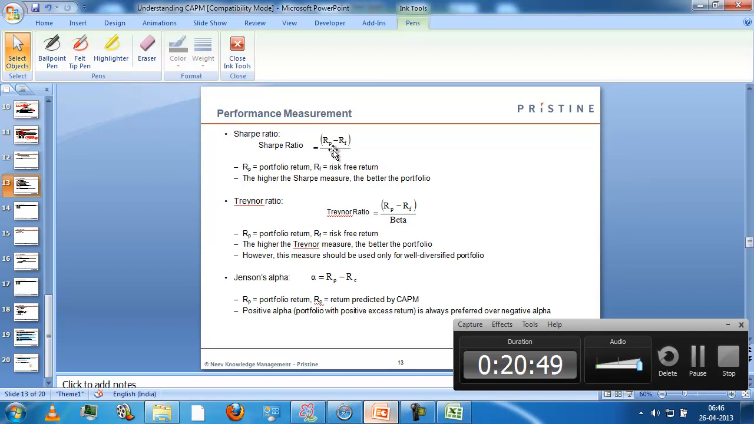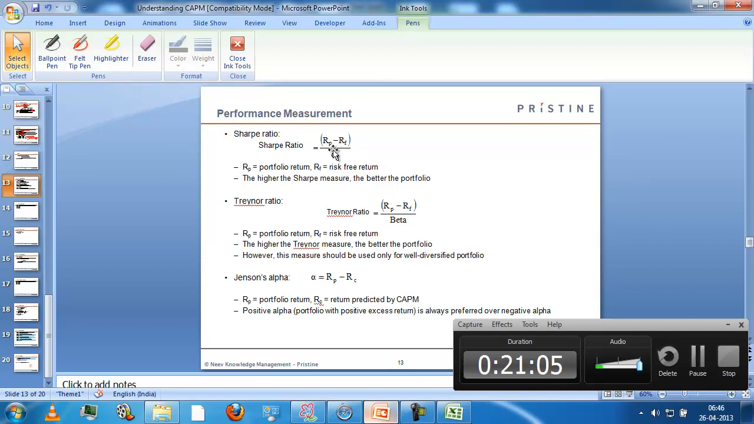So hence, higher the return and lower the risk, the better it is for you. So we can clearly understand how this Sharpe ratio gives us the measurement of our portfolio.